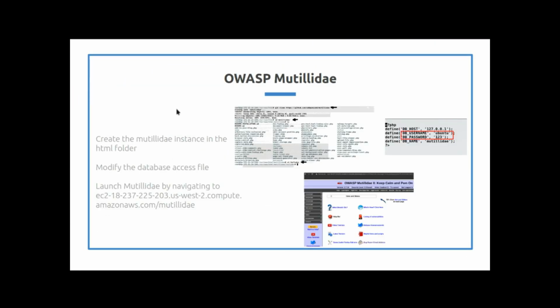So now what's the last step? Almost there. We're almost there. I know it's a lot of commands, I know, but here we go. We're installing something called OWASP Mutillidae.